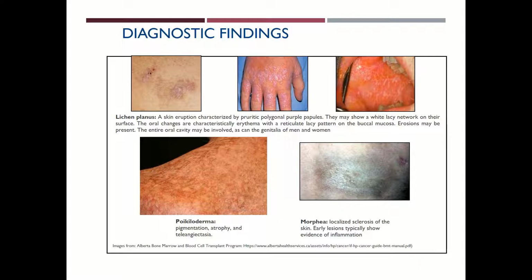The oral changes are similar to skin changes, but may be associated with a lot of oral erythema, ulcers, and mucoceles. Other diagnostic findings on the bottom left include poikiloderma, associated with pigmentation changes, atrophy, and telangiectasia of the skin. And lastly, one can see morphea or localized sclerosis changes of the skin, in which the skin appears to be thin and shiny, usually very pinchable, and sometimes associated with signs of acute inflammation.